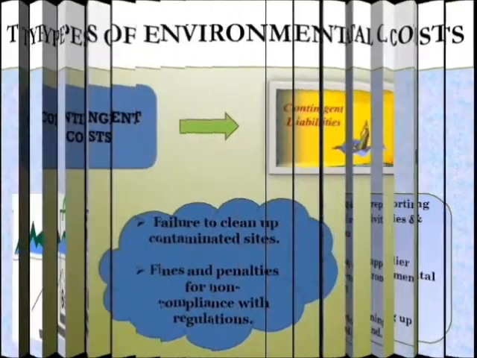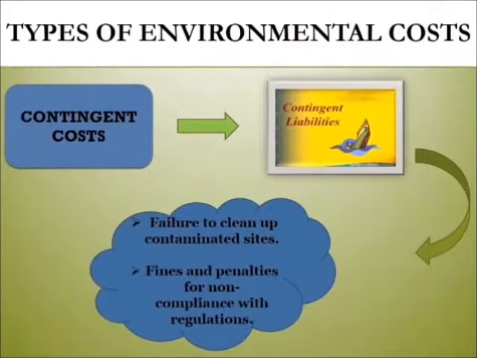The third type of environmental cost is contingent costs. Contingent costs are the contingent liabilities incurred from the failure to clean up contaminated sites and fines and penalties for non-compliance with regulations. The contingent liabilities are often limited to costs that may arise from the existing legal actions.